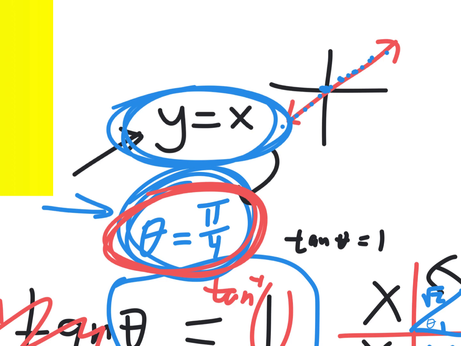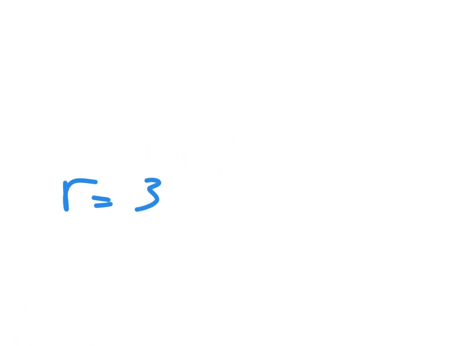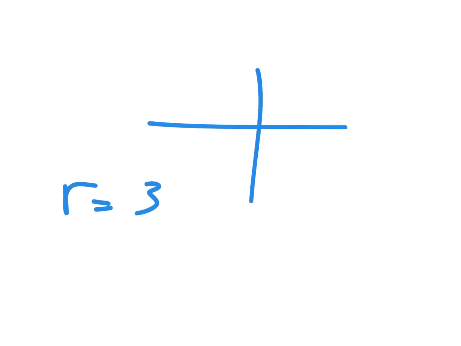So just saying an angle gives you a line? Yes, it does. So does just saying an r. R equals 3 gives me a curvy line. Looks like that, doesn't it? Okay, so what's the rectangular equation for that?